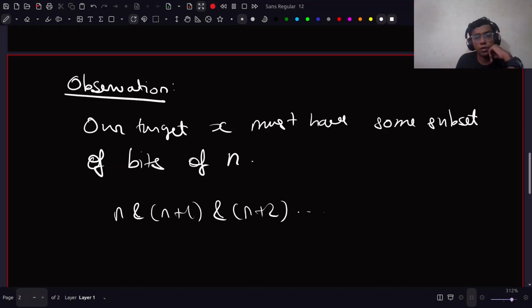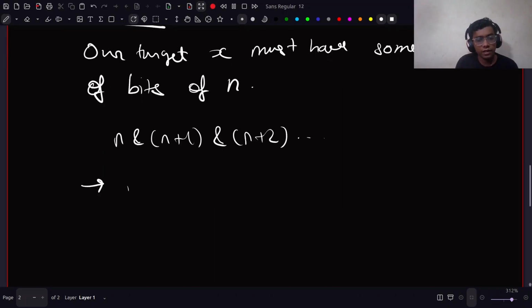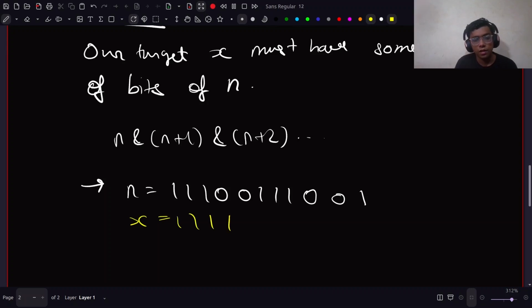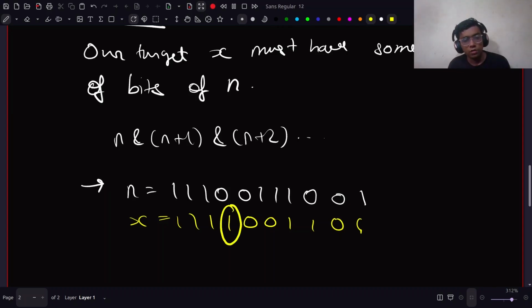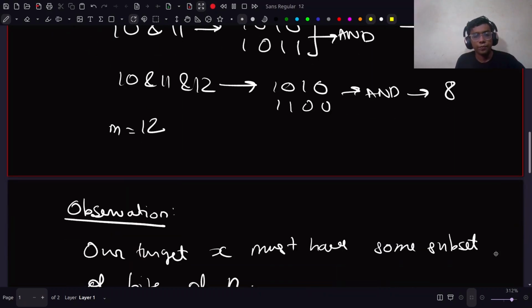So since the bits are only diminishing, we can say that if n had some bits, let's say n was equal to this number, and let's say x has some bits something like this, and as you can see here, x has one additional bit over here. So basically, if there is some additional bit like this, we can say that it's not possible, and we can directly output -1, right? So this is one observation we can make.